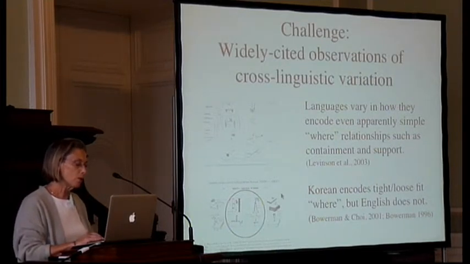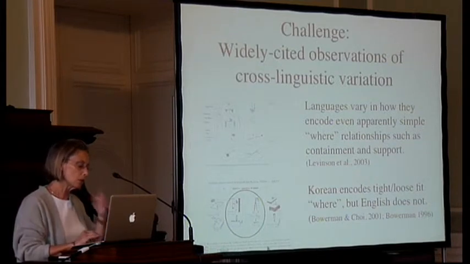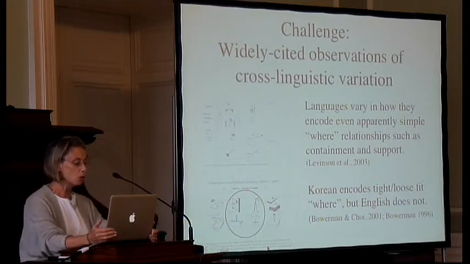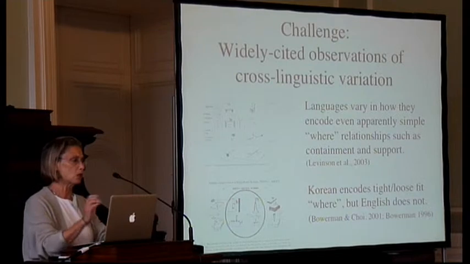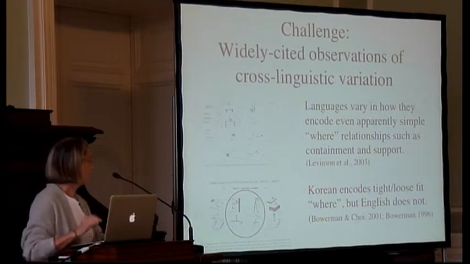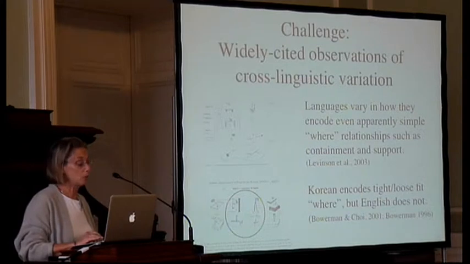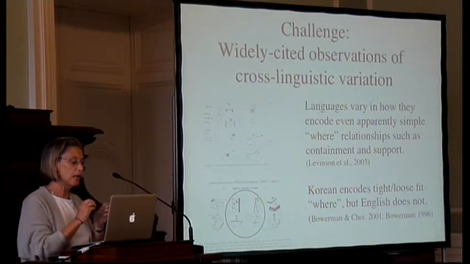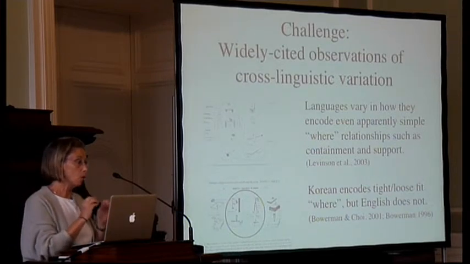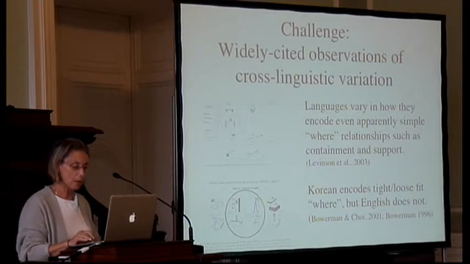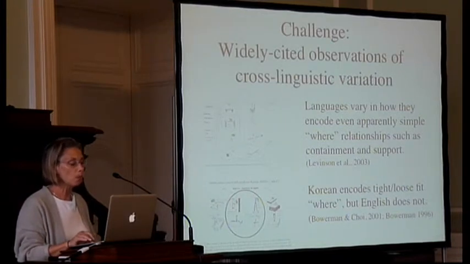A second challenge, and one that I'm really going to focus on today, is an observation that was initially made by Melissa Bowerman and Soonja Choi, and has been very widely cited in the literature, and that is the idea that some languages encode distinctions that other languages simply don't. And the example that they have focused on, and that's been very, very widely cited, is the idea that Korean, for example, encodes tight and loose fit relationships for location, but English does not. That's the claim, and I'll be talking much more about this. So these challenges, that is the cross-linguistic variation, are one kind of challenge perhaps to the idea of primitives and universals.